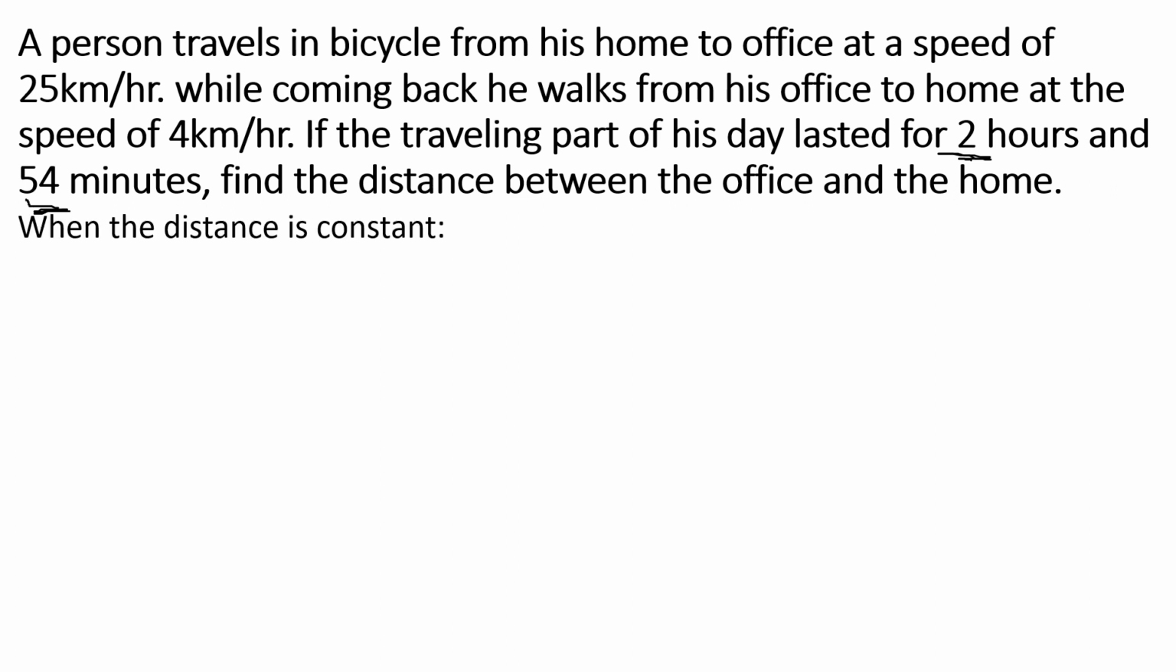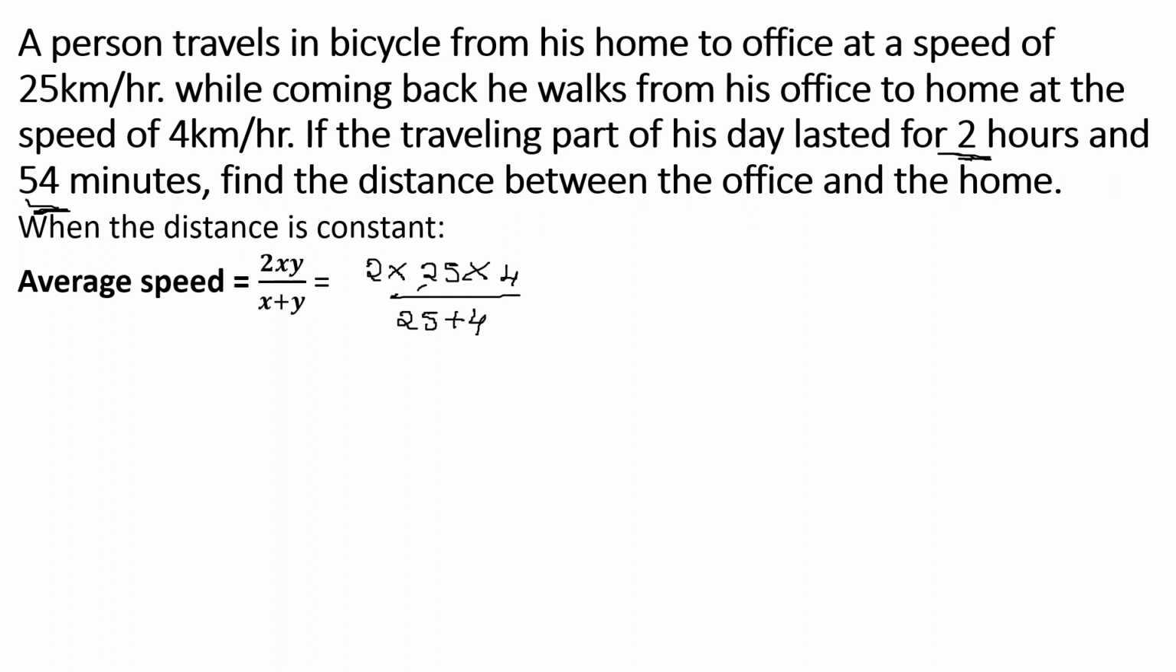See, since in both the cases distance is constant, home to office plus office to home, the average speed will be 2xy divided by x plus y, that is 2 into x is 25 kilometer and y is 4 kilometer, divided by 25 plus 4. So that will be 2 into 25, 50 into 4, 200 divided by 29 kilometer per hour. Now total time taken is how much?